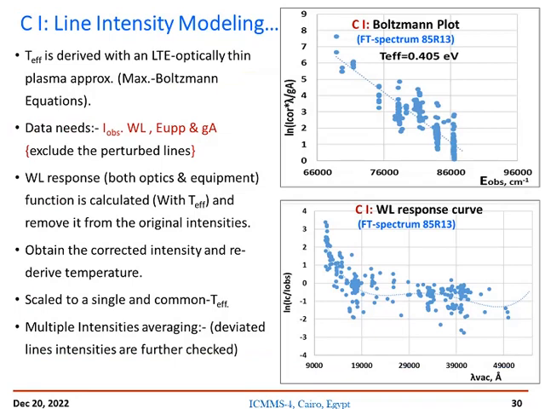So one of the suggested methods is to carry out the intensity modeling for each of the observations using the Maxwell-Boltzmann equation, which sensibly applies to an optically thin plasma under LTE condition. Here is an example of Boltzmann plot analysis made for C1 lines observed in an FT spectrum. The effective excitation temperature of the observation is derived after removing the wavelength response of the registration equipment. A similar treatment should also be carried out for all other spectra. If line intensities are available from multiple observations, then their consistencies are checked and averaging was made.